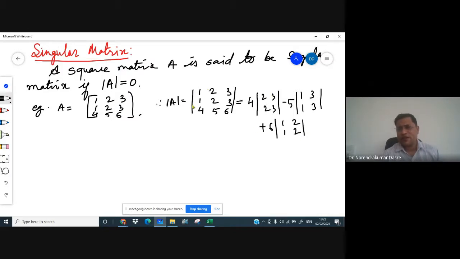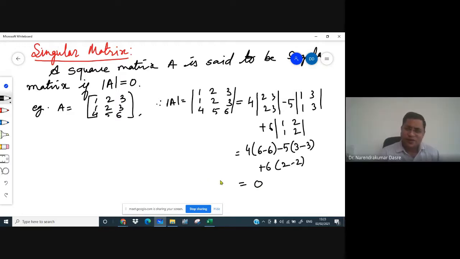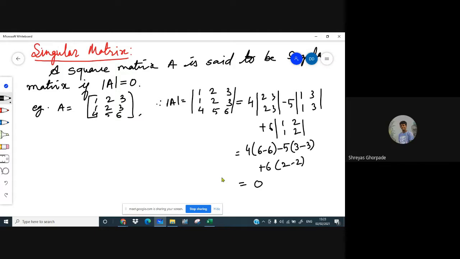I can expand the determinant about any row and any column. I have chosen the third row. So we'll be having 4 and this is 6 minus 6, minus 5 and this is 3 minus 3, and plus 6, this is 2 minus 2. And what is the determinant? It's 0. I said 0.